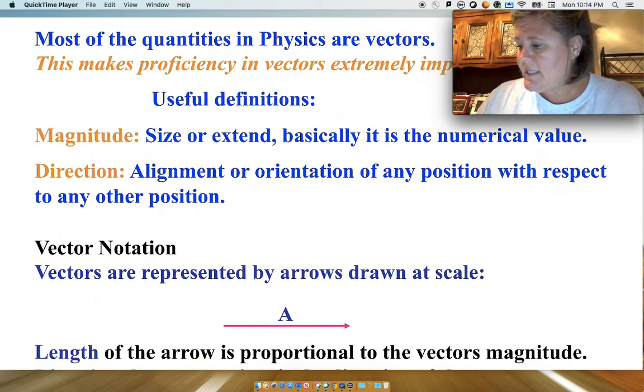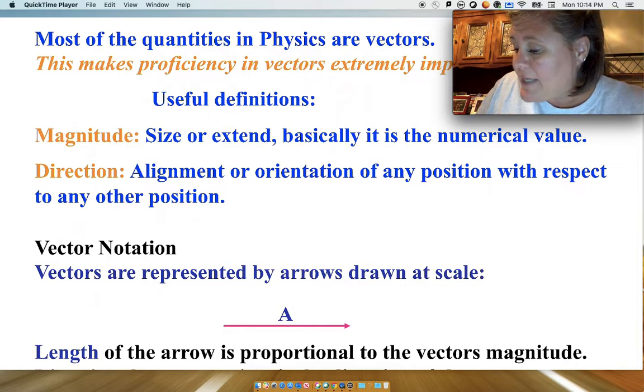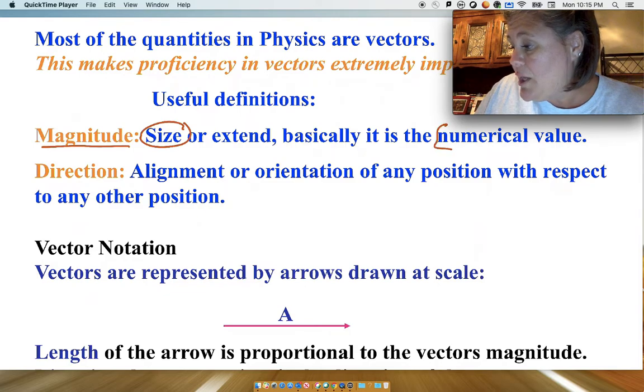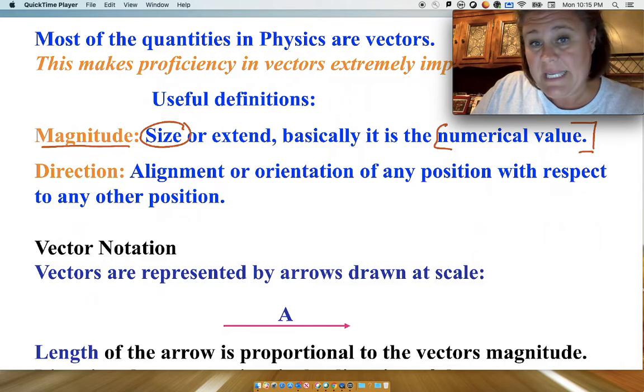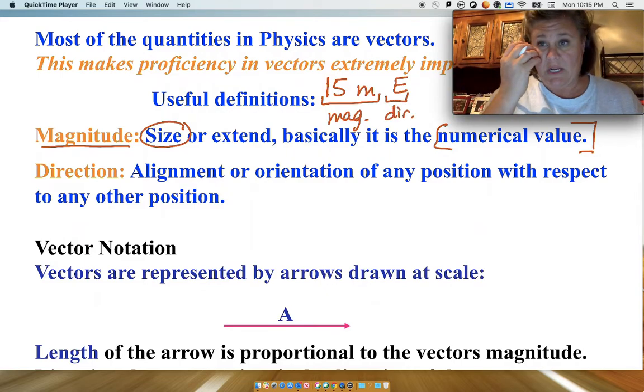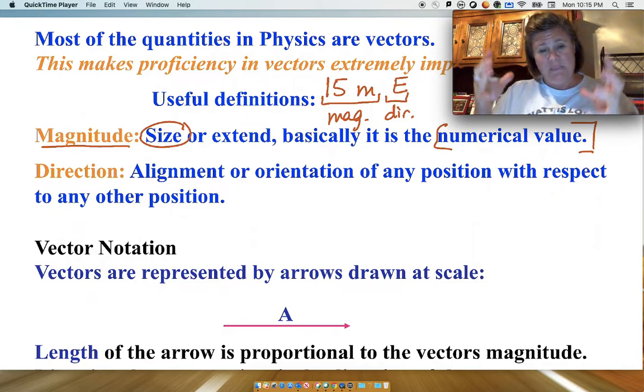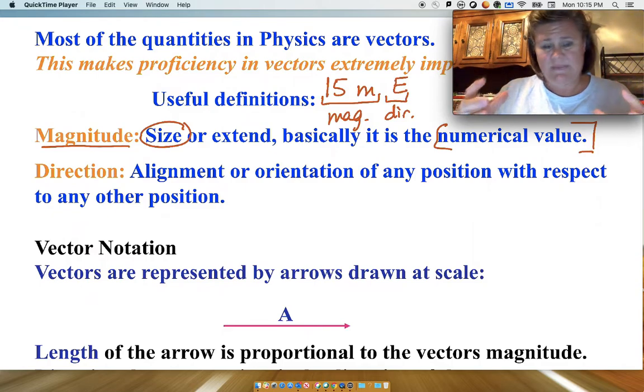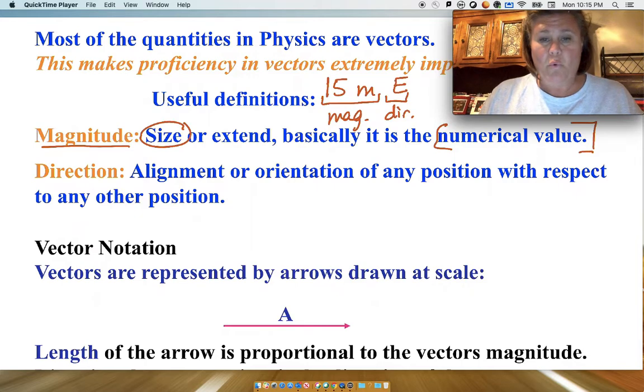So we know that vectors include magnitude and direction. So remember, magnitude here is just the size, or basically the numerical value. If I say we have a displacement of 15 meters east, remember 15 meters is the magnitude, whereas east represents the direction. Okay, so the magnitude is how big, the size of that displacement, whereas direction is the alignment or orientation.